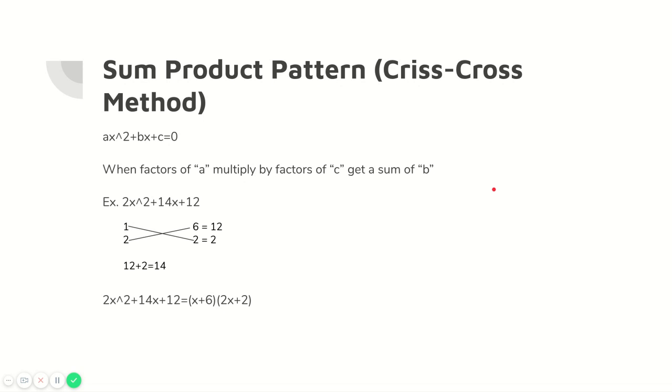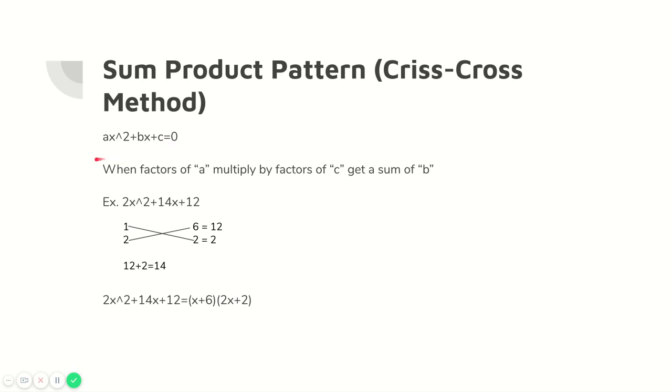And next, this is my favorite one, just because of how much it can get used. It's called the sum product pattern, but a more easy way to remember it is the crisscross method, which I'm gonna talk to you about, and which will make more sense later. So you will get a polynomial that will look like this, just the standard form of a quadratic equation, which is ax squared plus bx plus c.